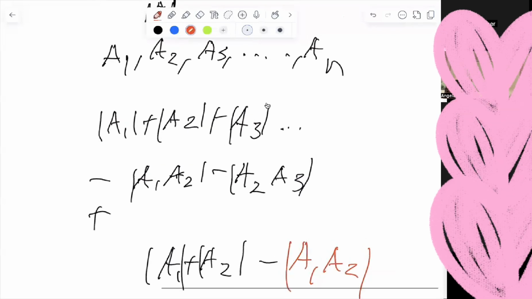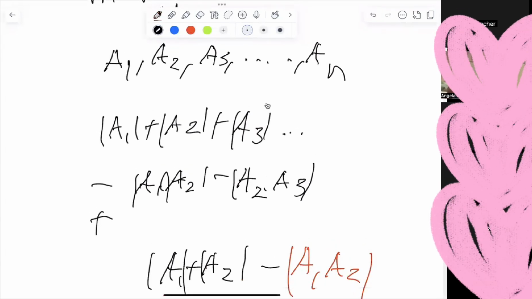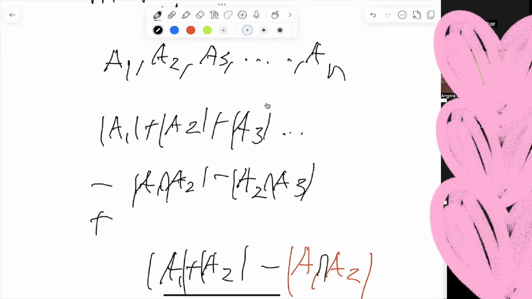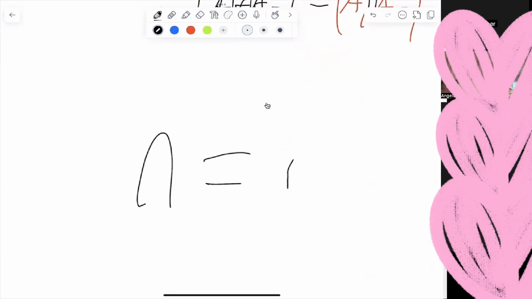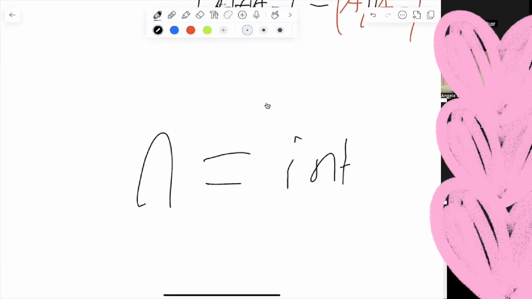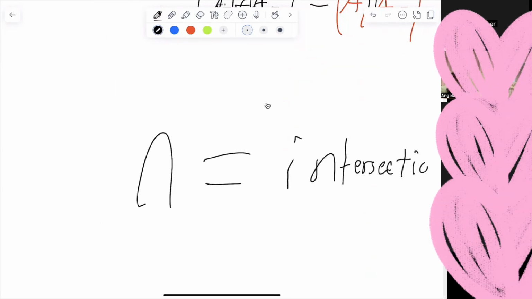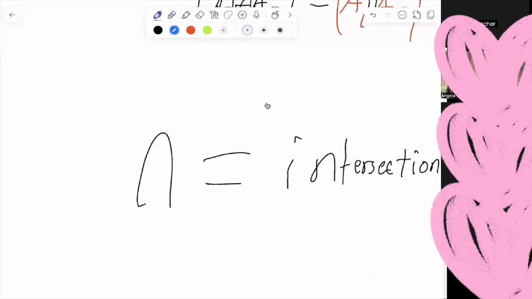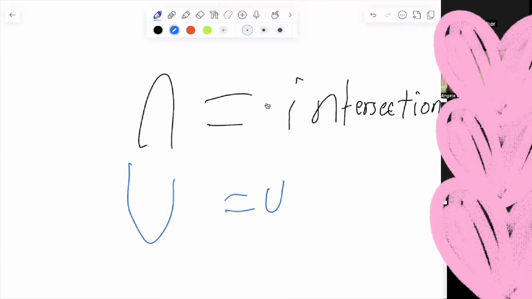My bad, I should have put the intersection symbol. This means intersection. This is intersection, so the upside down U is intersection, and this U means union. Straightforward, right?